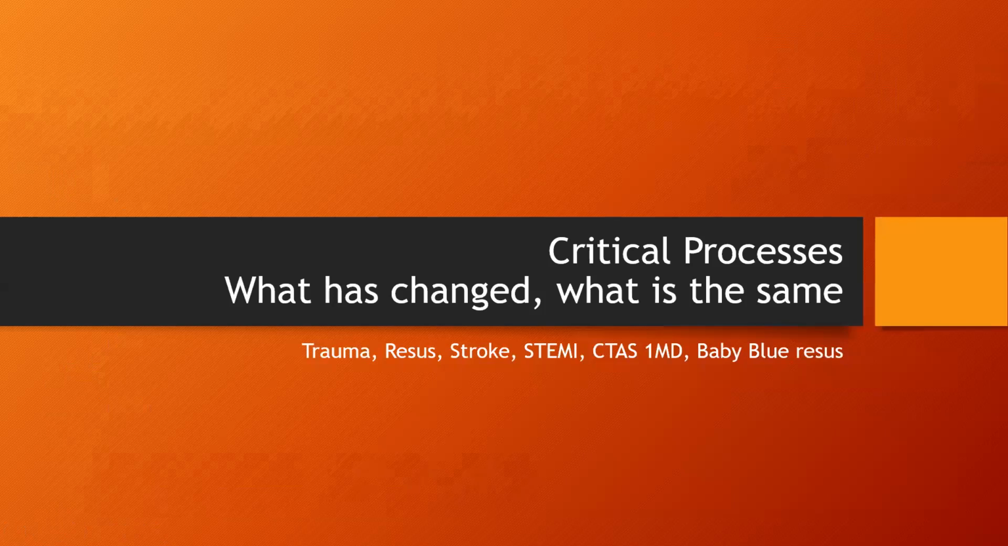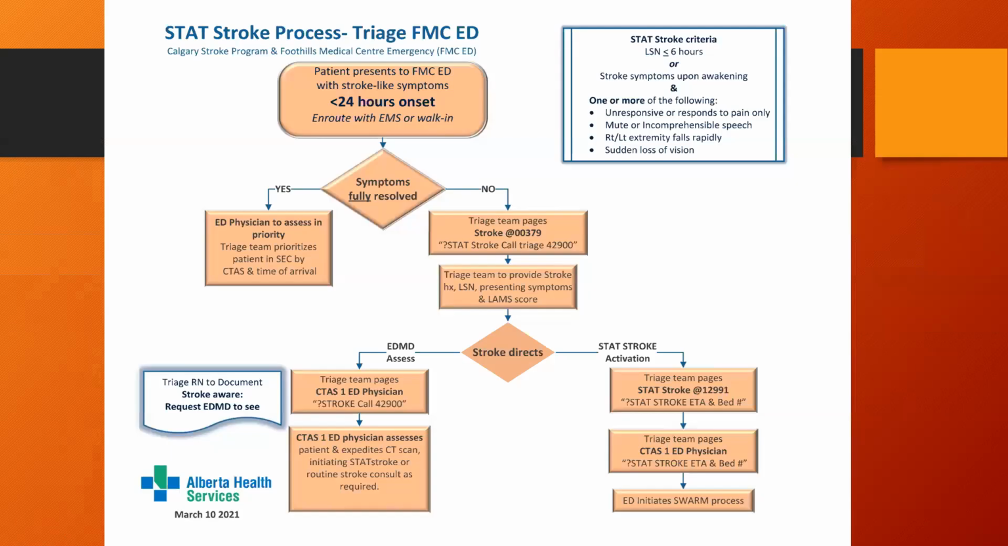So with the critical process, what's changed and what has stayed the same? These are all of our critical processes. And for the most part, I would say 100%, the processes, the criteria, and the call out is exactly the same as we're going to do it. It's just the slight little variations we need to make for Connect Care.